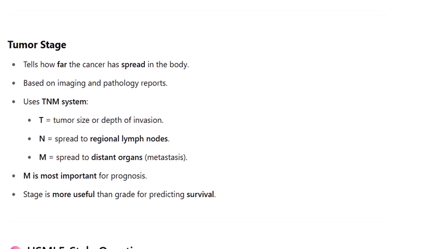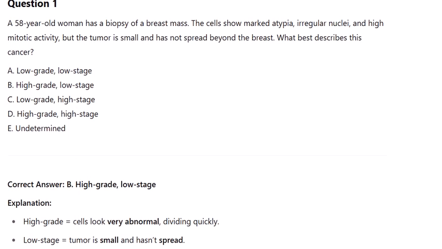USMLE style questions. Question 1. A 58-year-old woman has a biopsy of a breast mass. The cells show marked atypia, irregular nuclei, and high mitotic activity, but the tumor is small and has not spread beyond the breast. What best describes this cancer? A. Low grade, low stage. B. High grade, low stage. C. Low grade, high stage. D. High grade, high stage. E. Undetermined. Correct answer B.